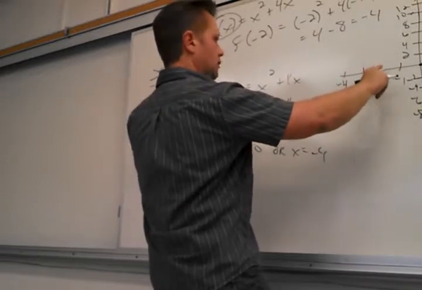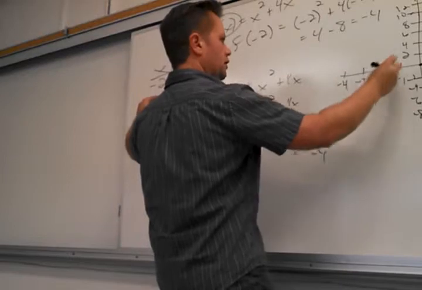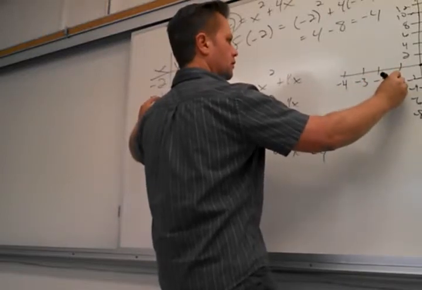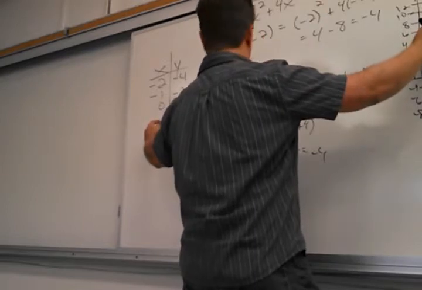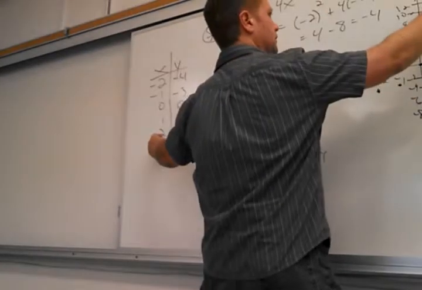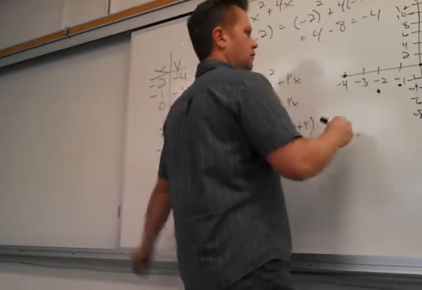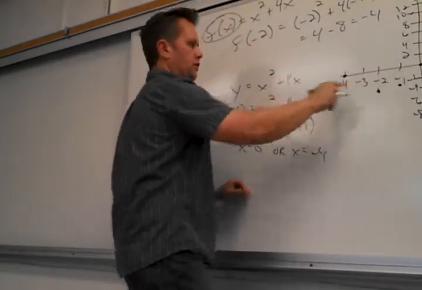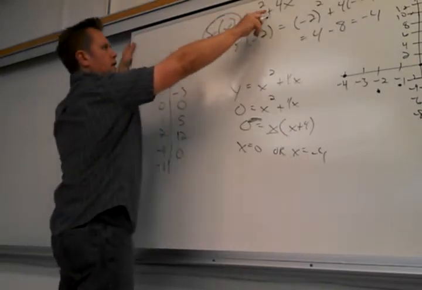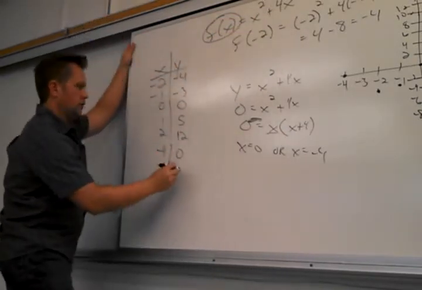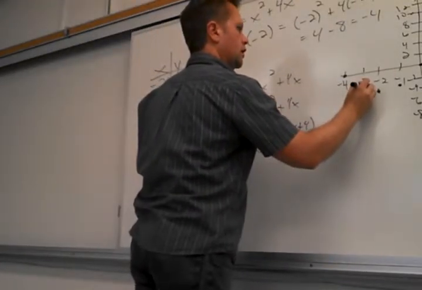So -2, -4, -1, -3, 0, 0, 1, 5, 2, 12. Cool. And then I got my -4, 0. Now I'd be interested to see what -3 does, just to kind of complete that picture. If I throw a -3 in, I get 9 minus 12, I get -3. So it's right there. You can do it, Jeff.